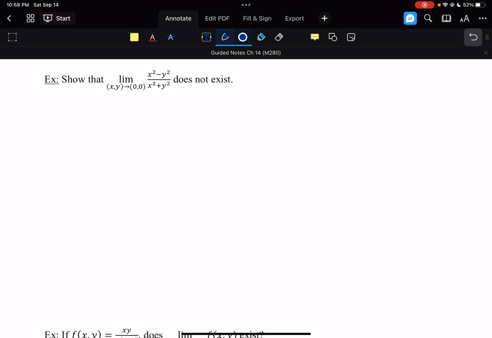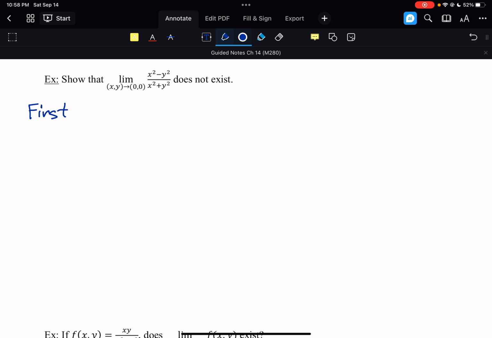If we're approaching (0,0), we'll typically move along the axes first. So we'll try the x-axis, the y-axis. We'll try linear functions like y equals x. We can try parabolic functions like y equals x squared. So we stick with the basic parent functions in here, just to get a feel for what this process is like. So let's go ahead and start working along the axes here.